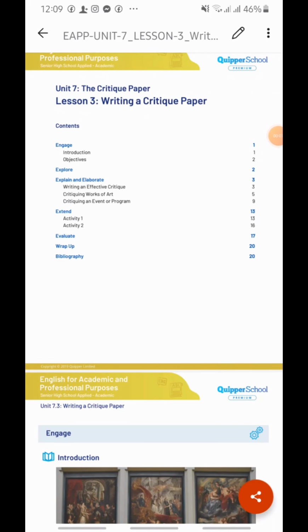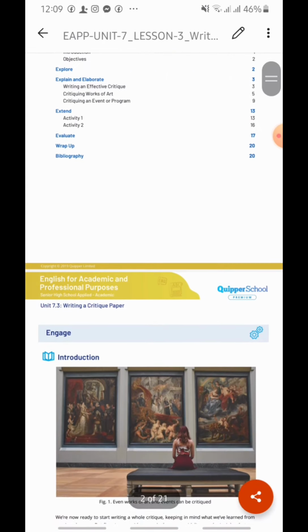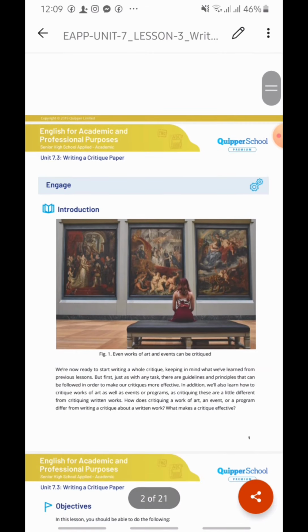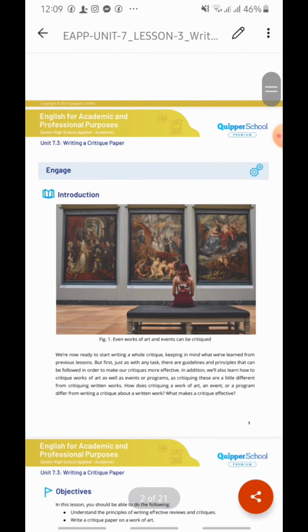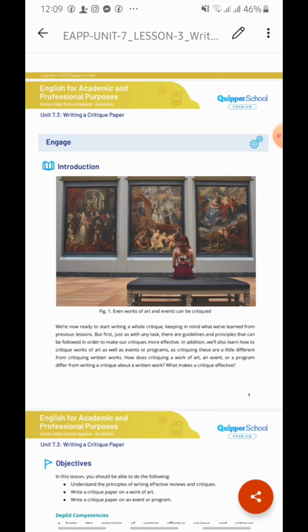Guys, we are here in Unit 7, the critic paper. In Lesson 3, writing a critic paper. So, how to write a critic paper and what critic paper means. From the word itself, critic paper means summarizing and judging the book, journal, article, and artwork, or among other sources. Basically, these include a critical evaluation of the item under reflection.